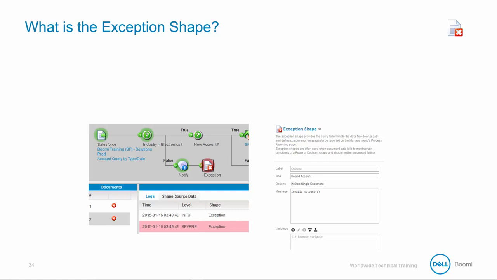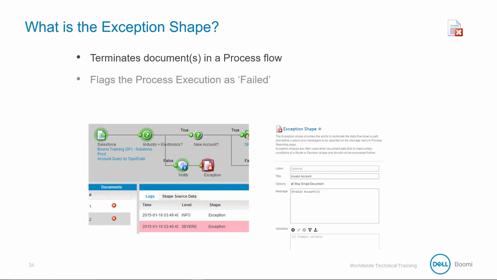Exception shapes are often used when document data fails to meet certain conditions of a route or decision shape and should not be processed further. The exception shape allows for finer strategic control in your process flow when an error is introduced. So it terminates the documents in a process flow, it flags the process execution as failed, and it logs custom errors in the process and document logs.